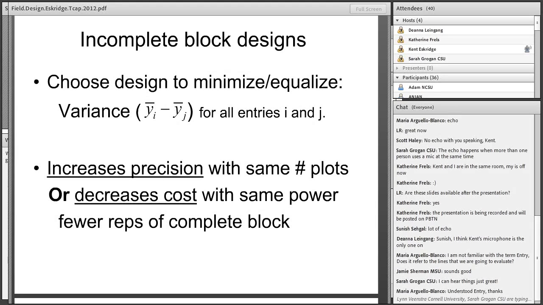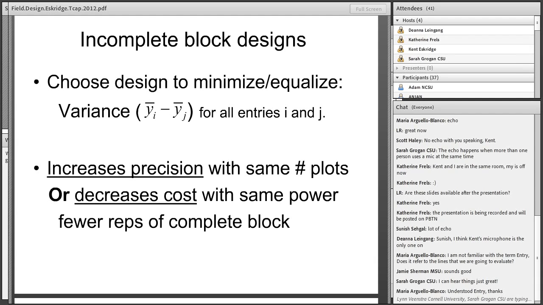Okay, so incomplete block designs. Well, the most important thing about incomplete block design is you want to choose the design, in other words, what entries are in what blocks, to minimize and to equalize the variance of a treatment difference. Okay, we want unbiased estimates of the treatment differences, but we also want to minimize and equalize the variance of the treatment differences. And so good incomplete block designs will do both.